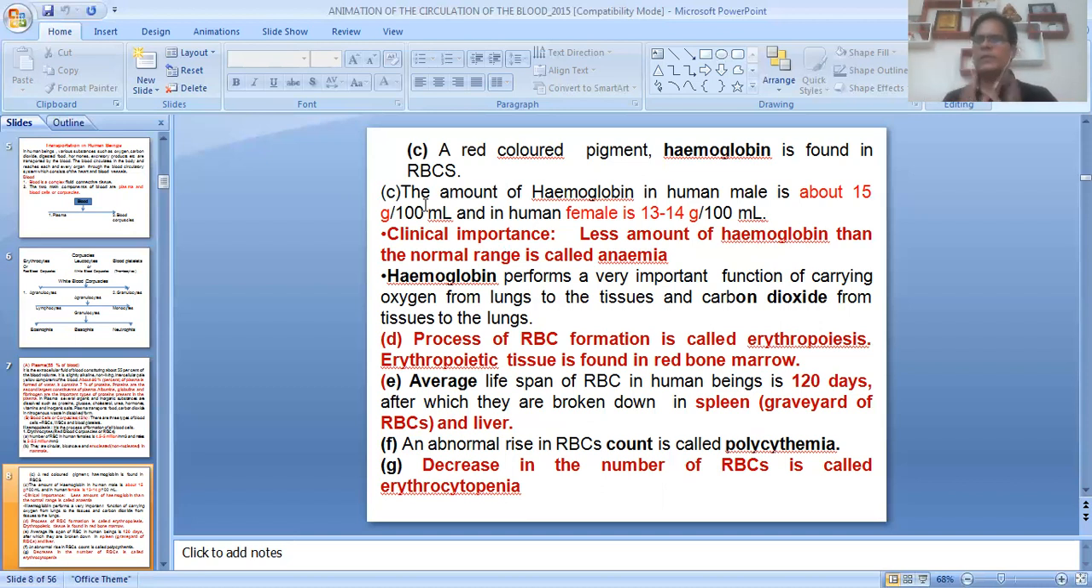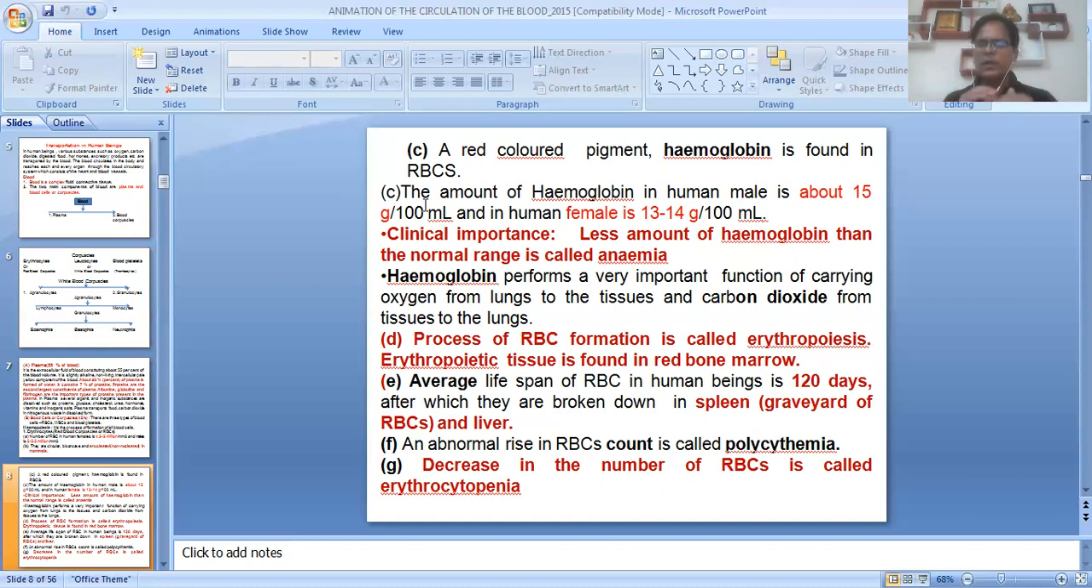Now, the average lifespan of RBC. Do you know what the average lifespan of RBC in human beings is? 120 days, my dear friend, right? After which they are broken down in the spleen, which is called the graveyard of RBC, and in the liver. So simply, the average lifespan of RBC in human beings is 120 days.